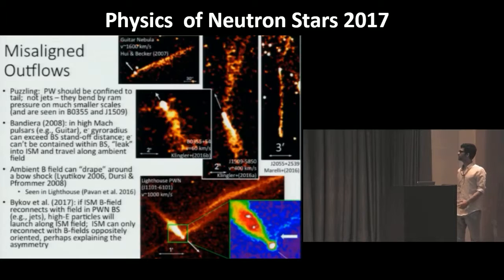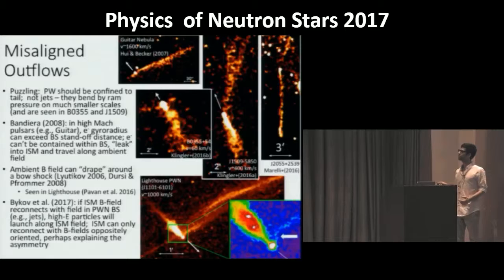Other theorists have said that for supersonically moving objects, not just pulsars, some galaxy clusters do this, the ambient magnetic field lines can drape around the bow shock, and the deep images of the Lighthouse Pulsar Wind Nebula kind of confirm that, because you can see this outflow bend, but then bend back as if it's draped around the bow shock.